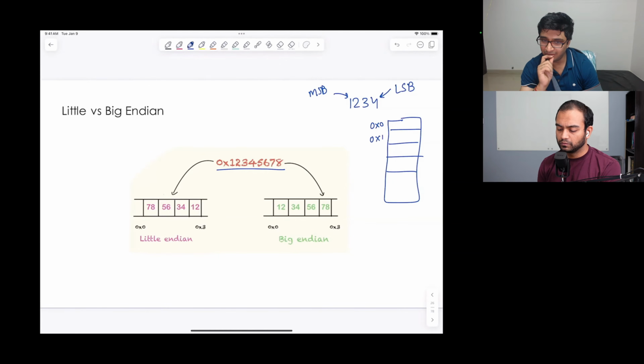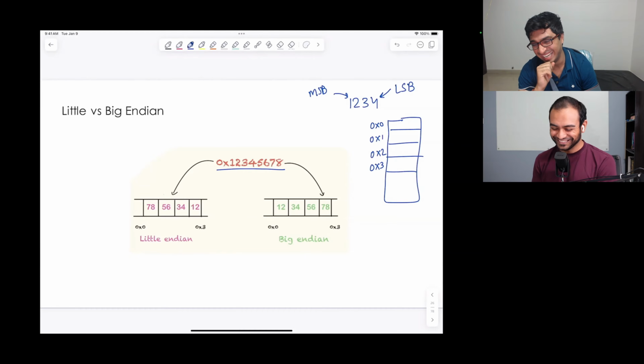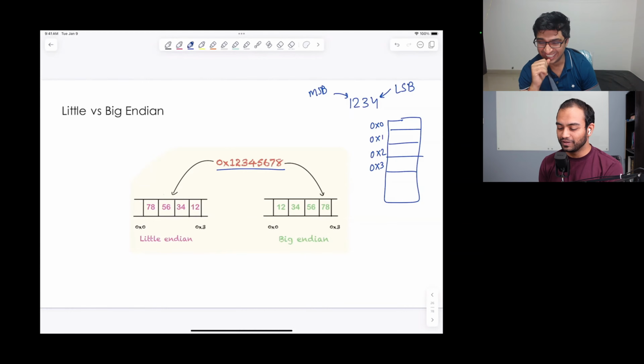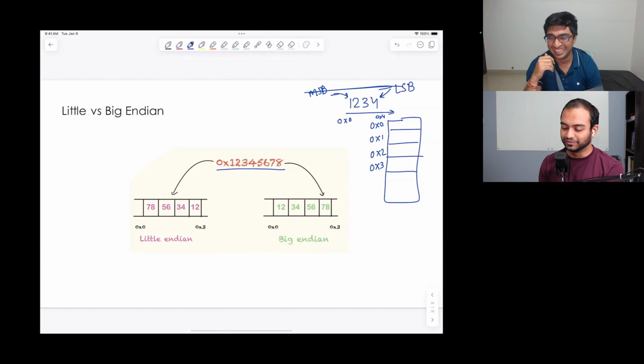Didn't you write it opposite? You are little endian minded. The least significant bit should be one, and the most significant bit should be four. Okay, so for me, the memory is going this way, so I cannot have written it the most significant bit. This is fair. Okay, let's do this.